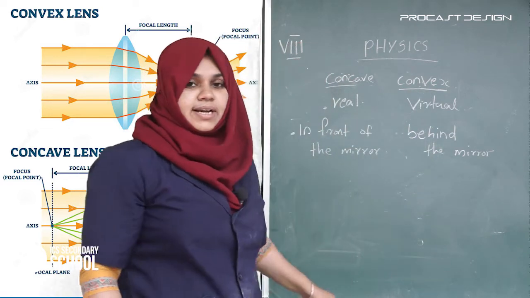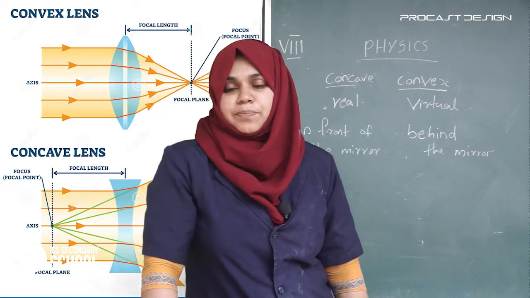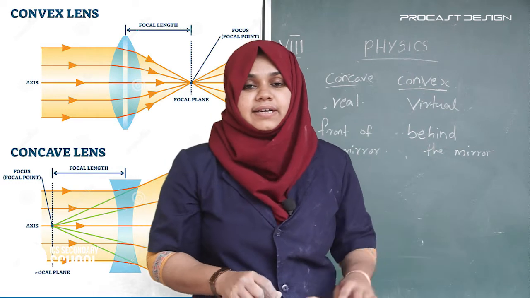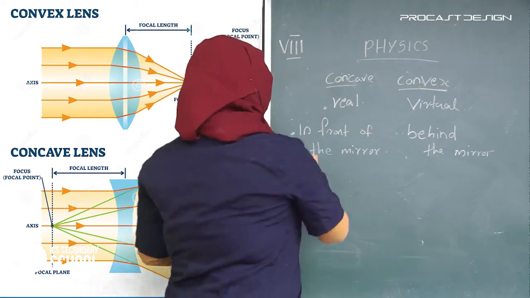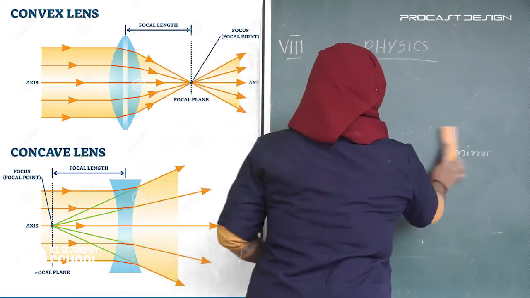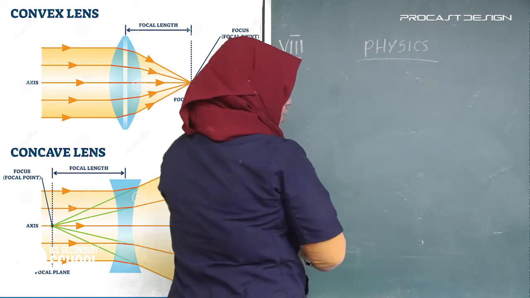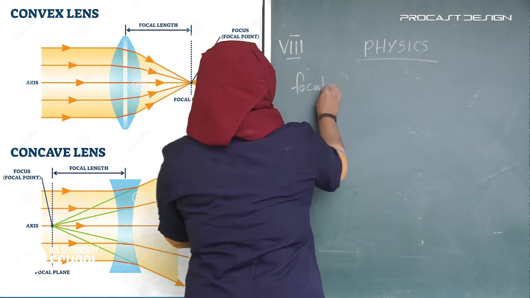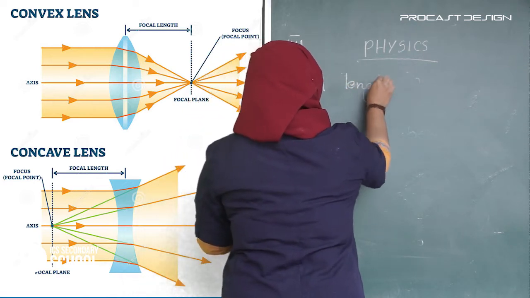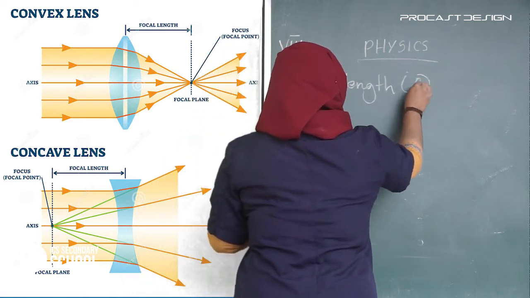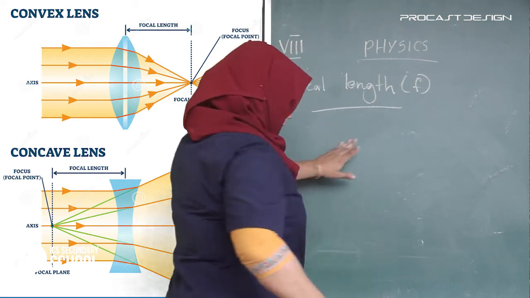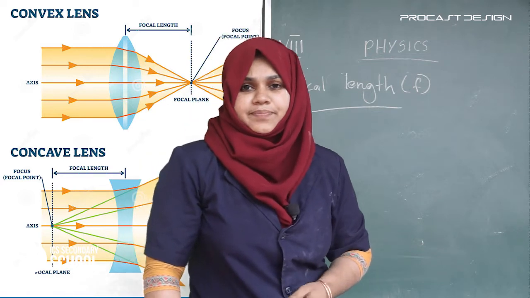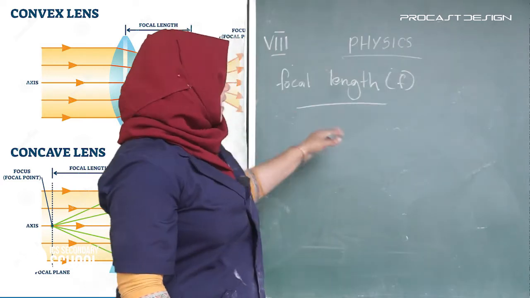Next we are going to learn about focal length. The principal focus is indicated by capital letter F, but focal length by small letter f. Yes, don't forget: principal focus is capital letter F and focal length is small letter f. How to find out focal length? Let's see. What is focal length?